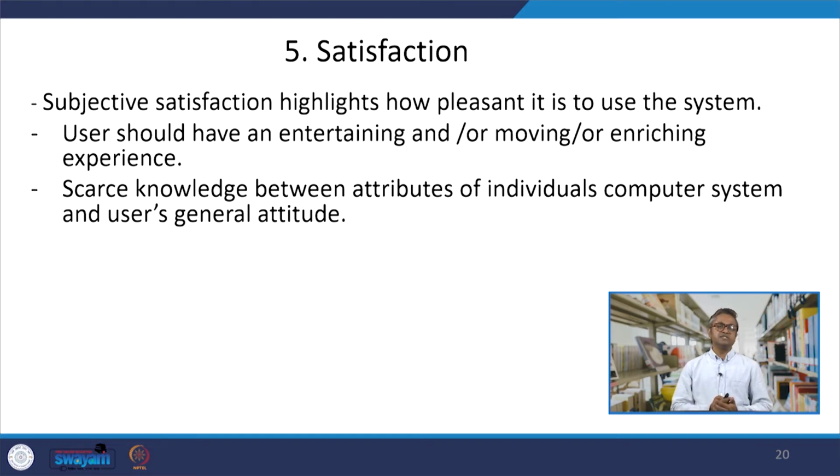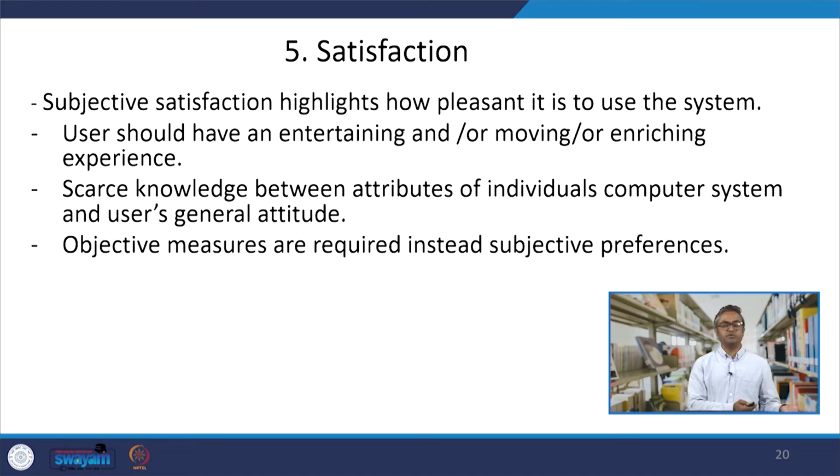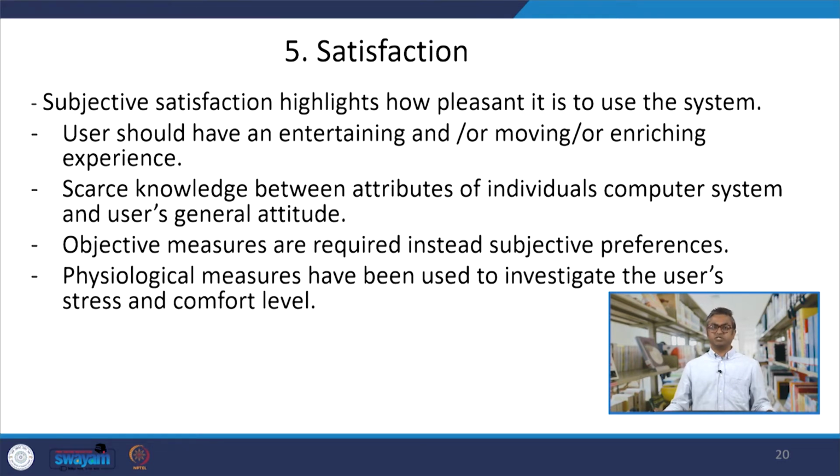Some such universal design examples can be taken up as traffic signals. The same international traffic signals which we are following in India will be applicable in America or foreign countries, European nations also. Objective measures are required instead of subjective measures, because we are talking about user satisfaction. Satisfaction can be subjective in nature, but when we are talking about a global system, then we have to talk about objective measures rather than subjective measures.